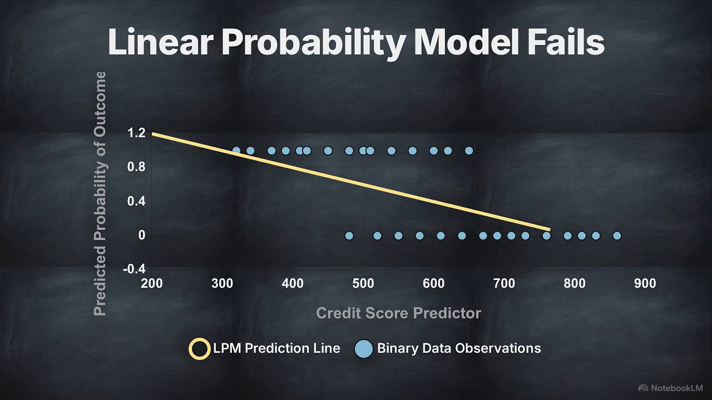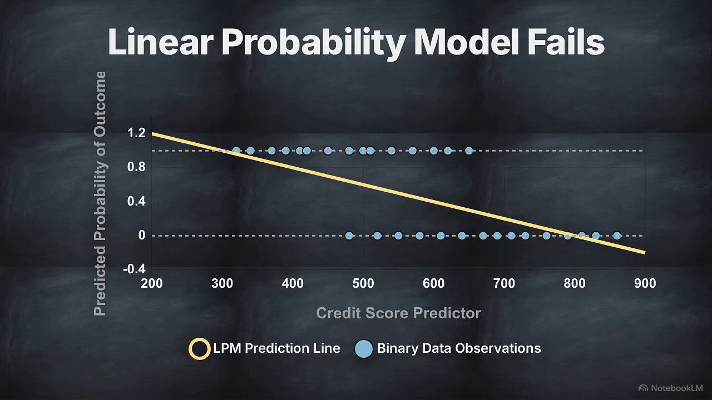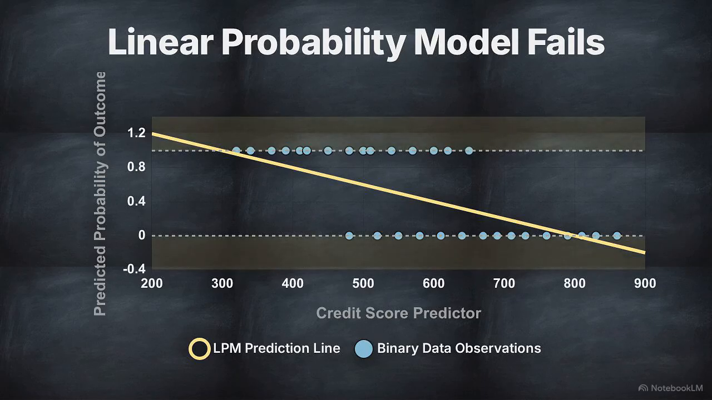If we look at this scatterplot of credit risk, applying a straight regression line to binary data immediately breaks the math. As our continuous variables push toward the extremes, the straight line continues past the physical boundaries of our data, predicting values above 1 and below 0. A probability of 1.2 or negative 0.3 is mathematically meaningless. A straight line forces an infinite trajectory onto a strictly finite reality.